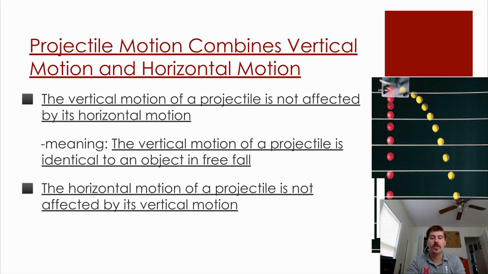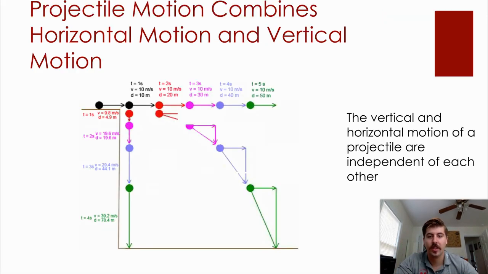Basically, what that means is that when we're looking at a projectile, it's going like this. When we're just breaking it up into the y axis, the vertical motion, it is basically identical to an object that's in free fall. The horizontal motion of an object is not affected by vertical motion either. A projectile combines horizontal motion and vertical motion, but the vertical and horizontal motion are independent of each other.